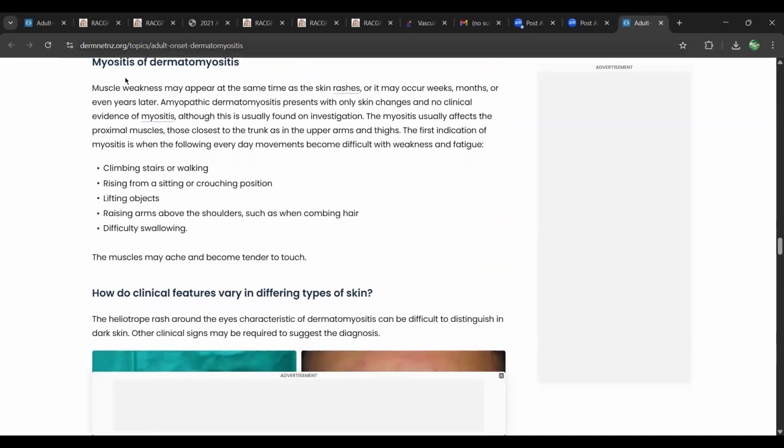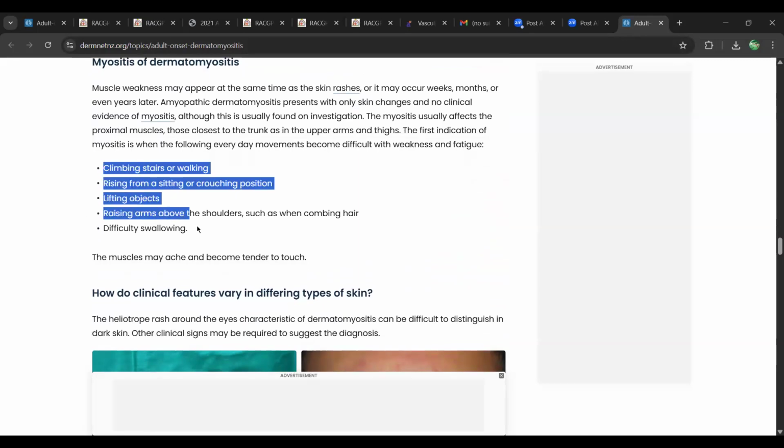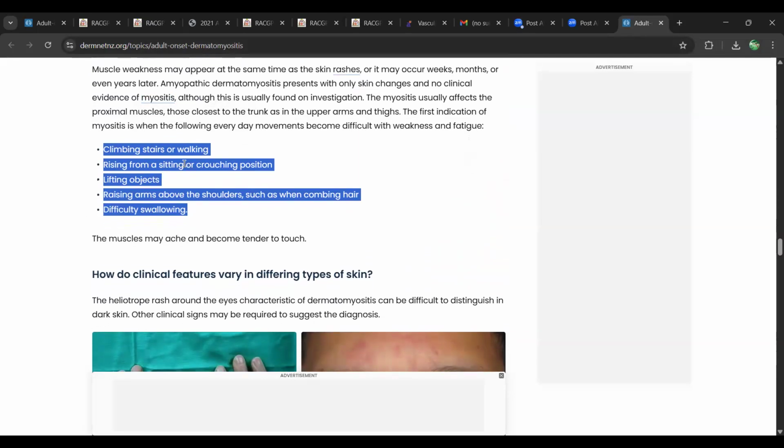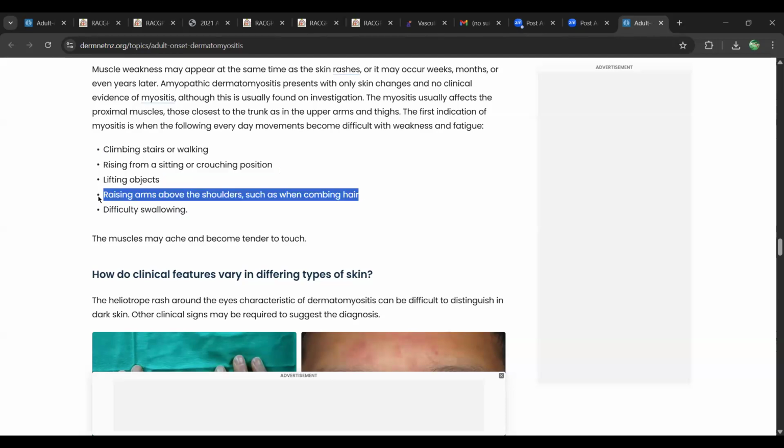So here's the myositis part. It can occur in polymyositis, and it can occur in dermatomyositis. They might even say that because of the hip girdle being affected, climbing the stairs or walking is also difficult, or rising from a sitting or crouching position. These are things that they give in the questions. They don't say hip muscles are affected straight off. Sometimes they will give you lifting objects, raising arms above the shoulders, such as when combing hair. This exact thing was there in a question, right?